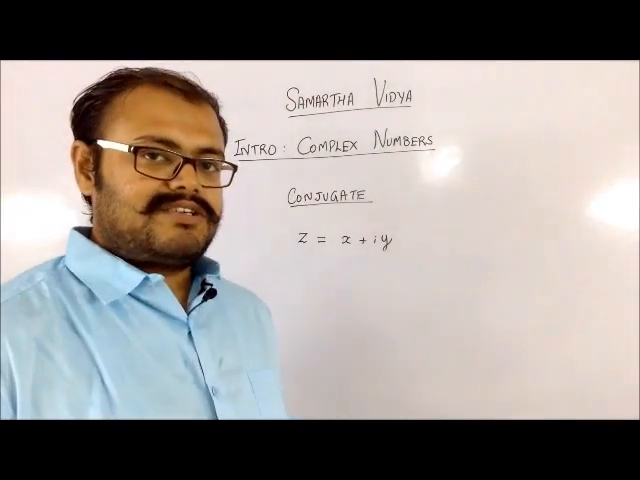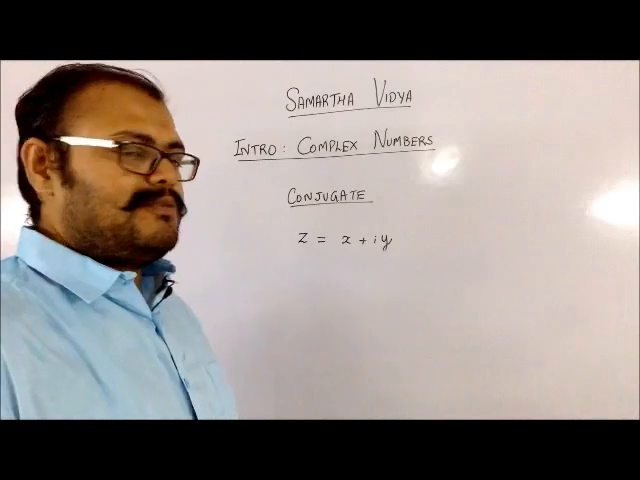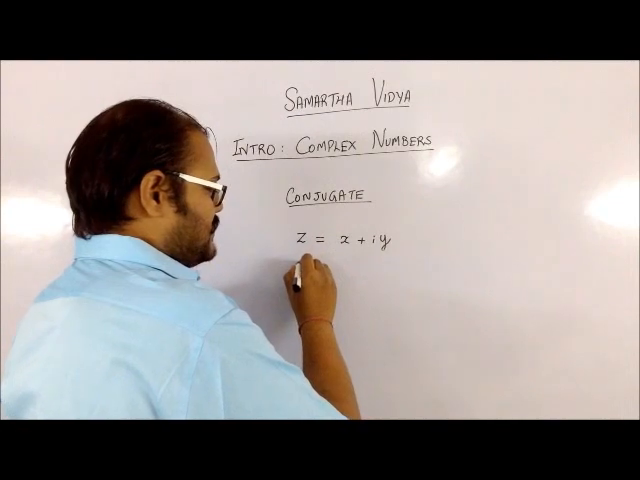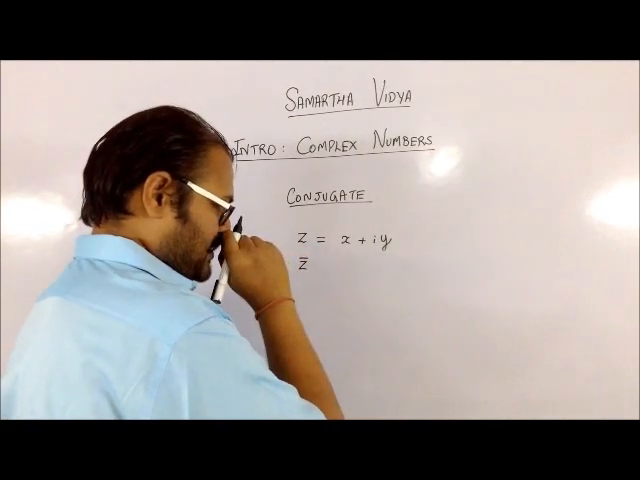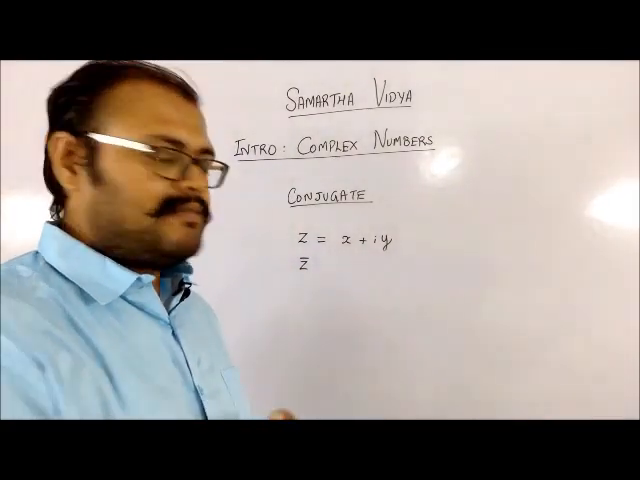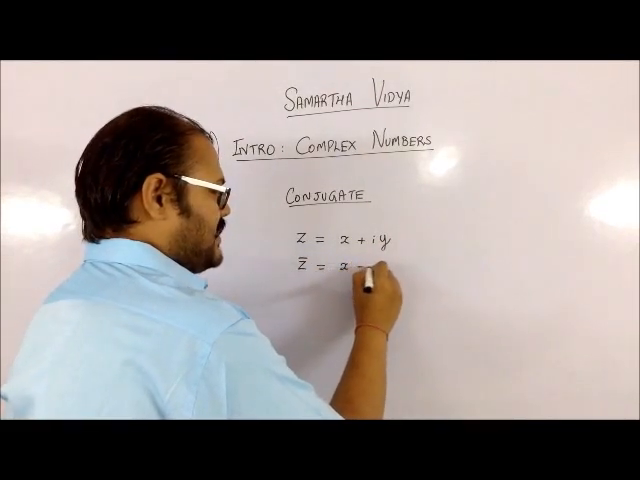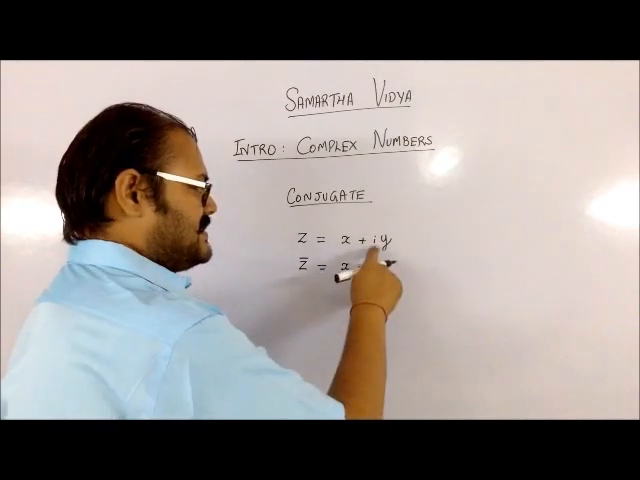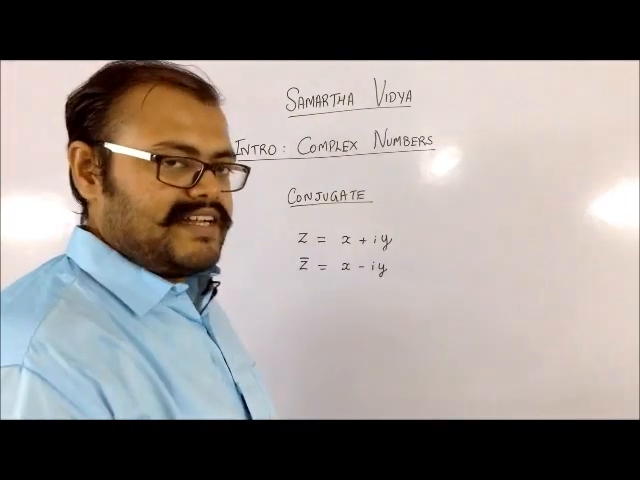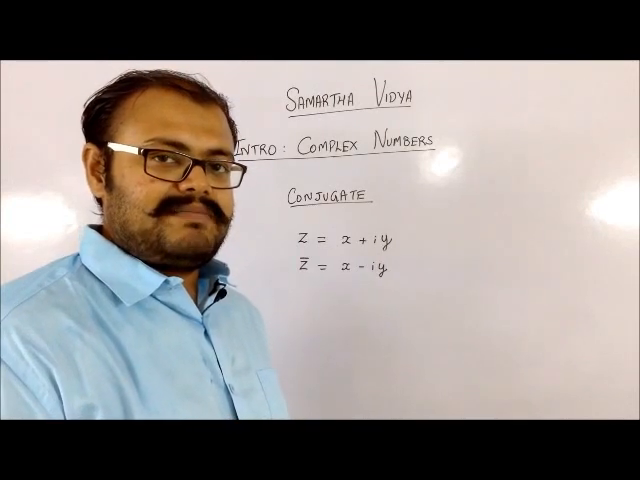Next we go and understand what is called the conjugate of a complex number. Let me define the complex number as z is equal to x plus iy. The conjugate is denoted by z bar, a z with a bar, and the value for this will be x minus iy. So what you observe is that the sign of the imaginary part changes. Whenever you are finding the conjugate of any complex number, the real part remains the same, only the sign of the imaginary part changes.